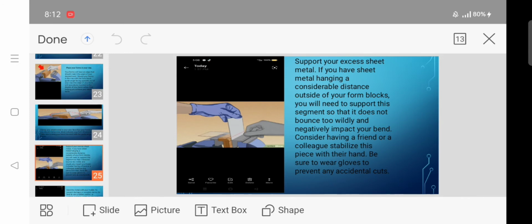Support your excess sheet metal. If you have sheet metal hanging a considerable distance outside of your form blocks, you will need to support this segment so that it does not bounce too widely and negatively impact your bend. Consider having a friend or a colleague stabilize this piece with their hand. Be sure to wear gloves to prevent any accidental cuts.